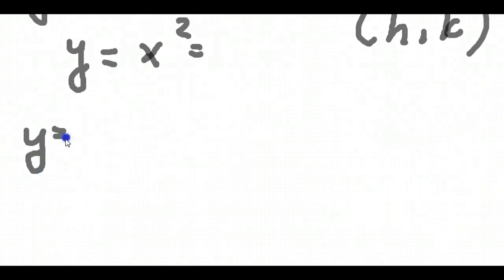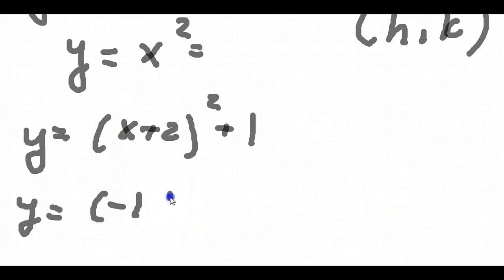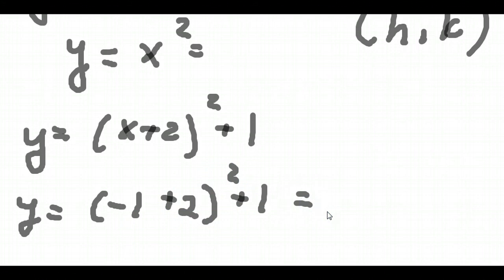So we have y equals open x plus 2 closed squared plus 1. Let's stick this -1 into our x. So we have y equals open -1 plus 2 closed squared plus 1. What do we get for our y value? Somebody solve it and let me know. Then we end up with an ordered pair of -1 comma something. Take a moment and figure that out.